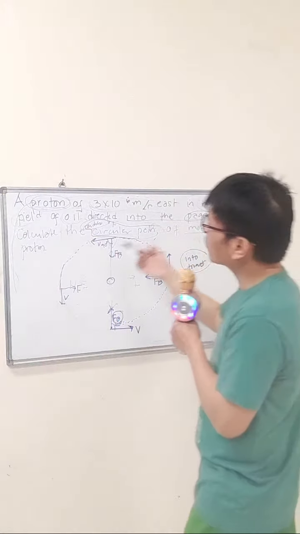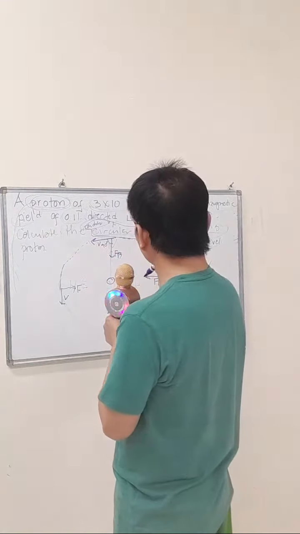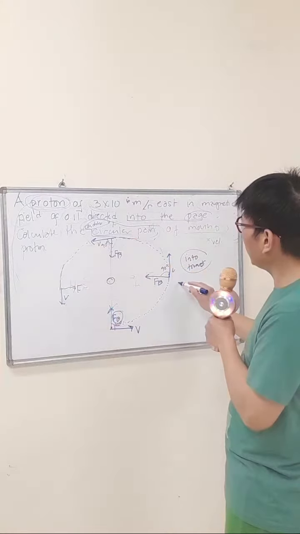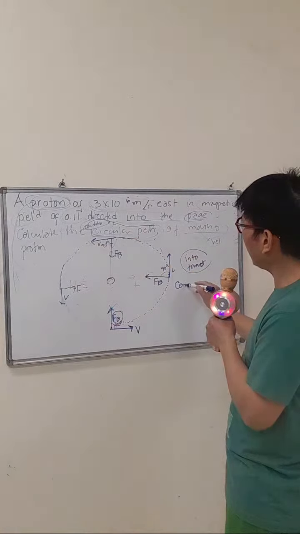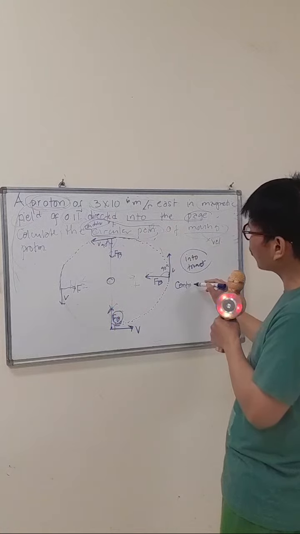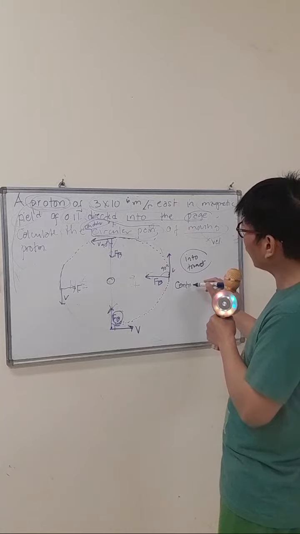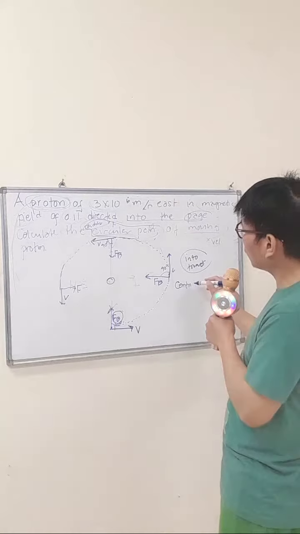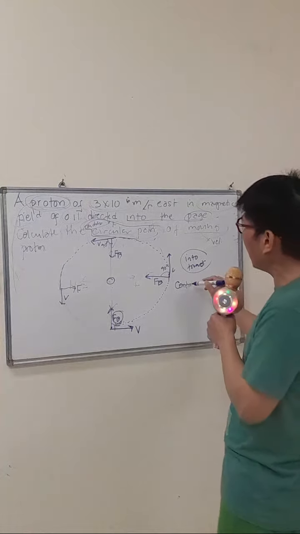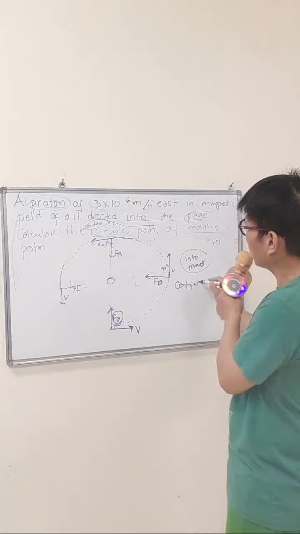Okay, now, what will happen? You create a circular path. Okay, circular path, meaning a centripetal force had been discovered after you sketch. Okay, the magnetic force and the velocity of your proton that is moving with a speed of 3 times 10 to the 6 meters per second. So we have the centripetal force.